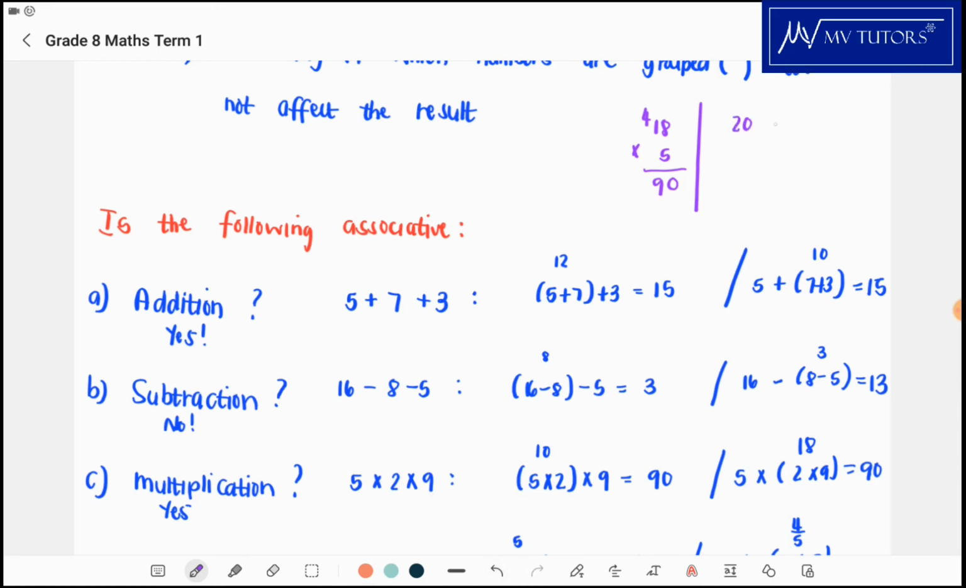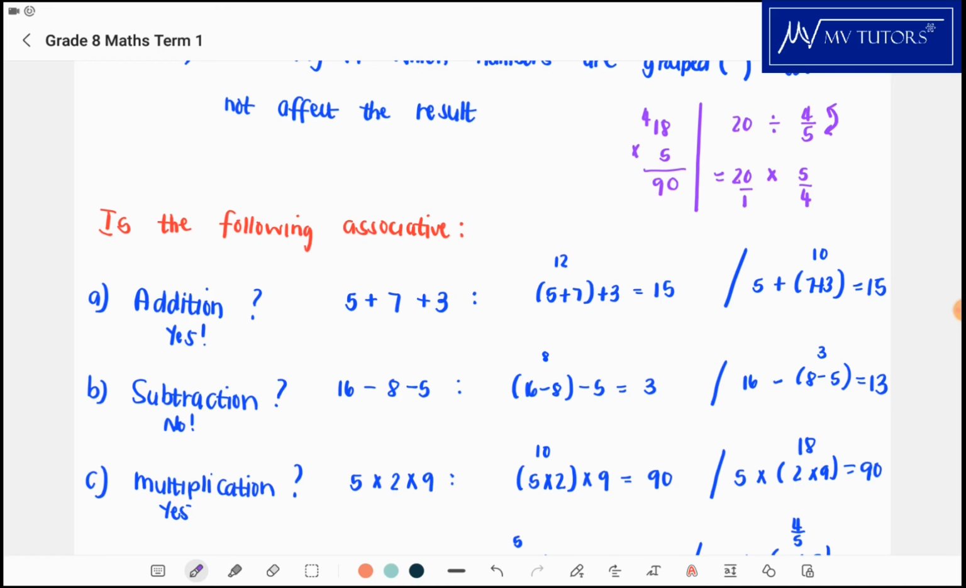So 20 divided by 4 over 5. When you are dividing by a fraction, there's a law that lets you use multiplication instead. But when you multiply, you need to swap the numerator and the denominator. So I actually have 20 times 5 over 4.